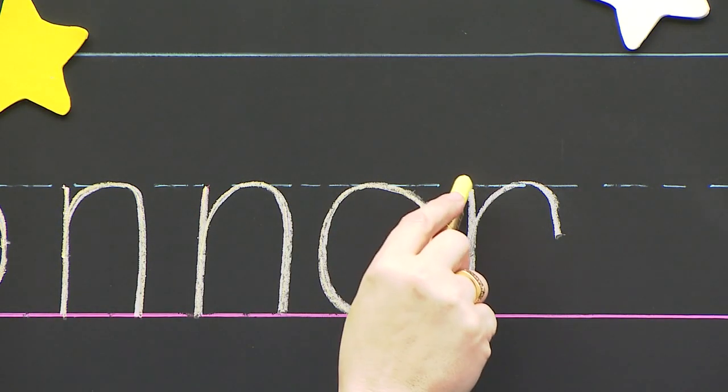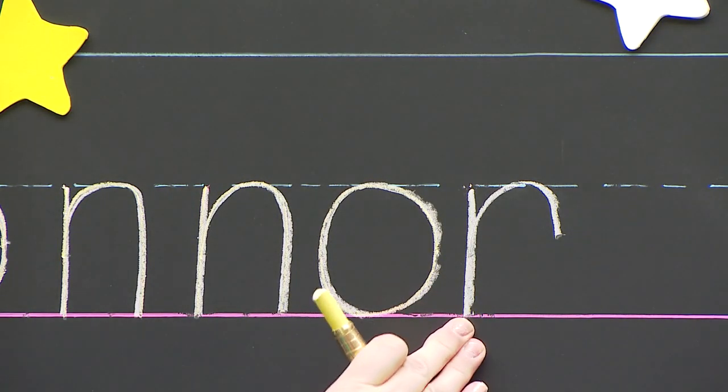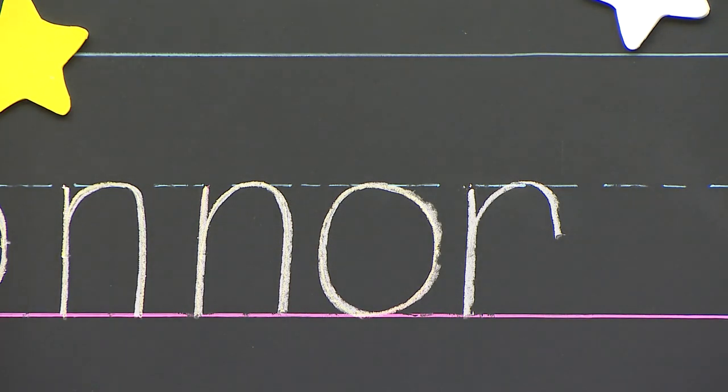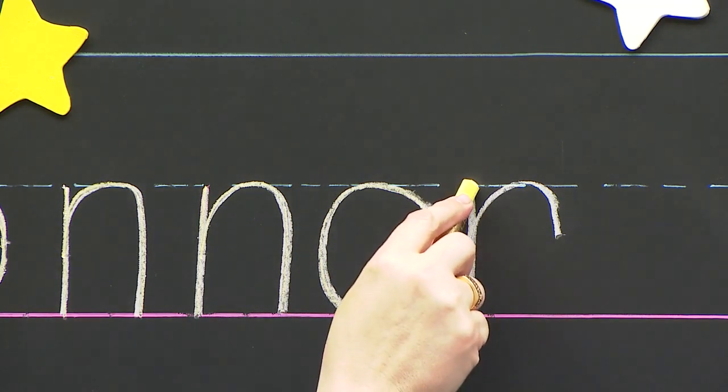Then I'm going to go over and I'm going to make this letter right here. Do you know what this letter is? R. Good. So lots of names have R's in them too. So we're going to start right here. We're going to do like we did with little n.